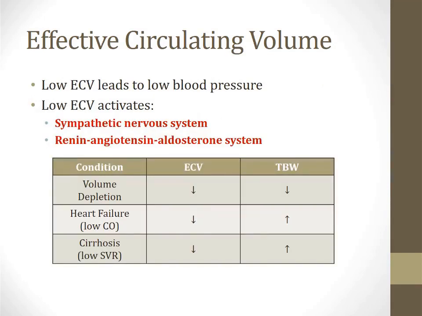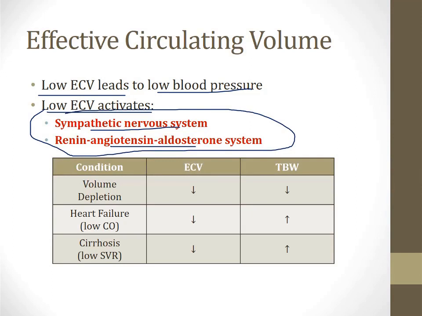The reason this concept is so important to understanding disease states is because a low effective circulating volume leads to low blood pressure, and it activates two important physiologic systems, the sympathetic nervous system and the renin-angiotensin-aldosterone system. So any time the effective circulating volume is low, these two systems will become active, and that's critical to understanding certain disease states. To understand this, let's look at the chart I've drawn on the screen here.